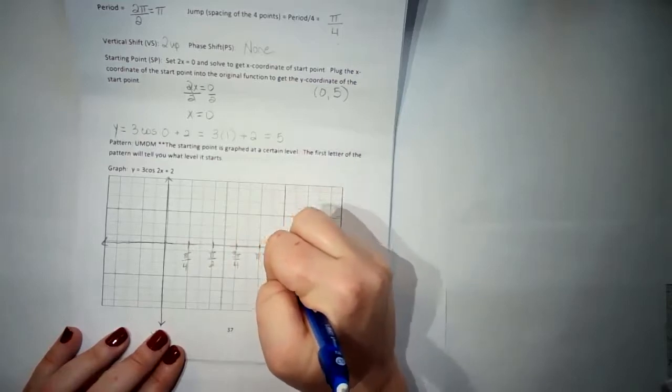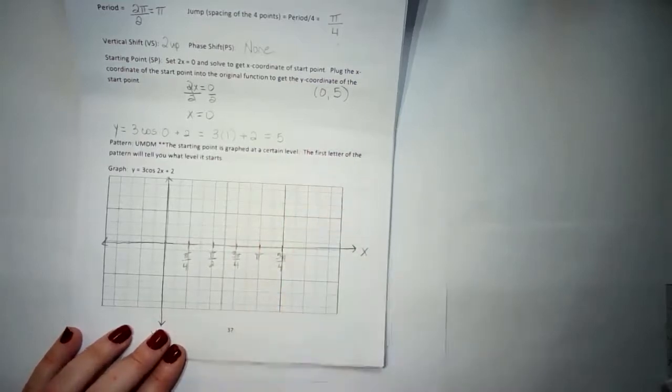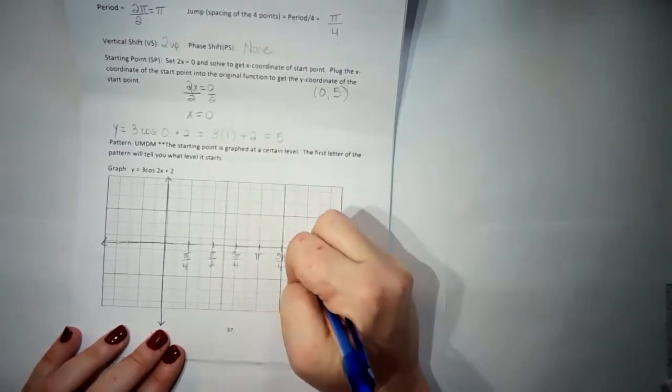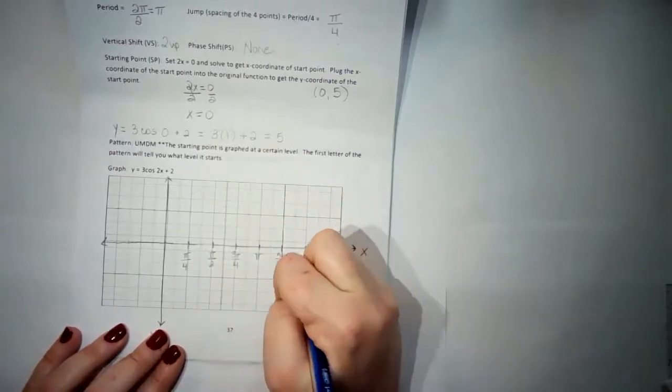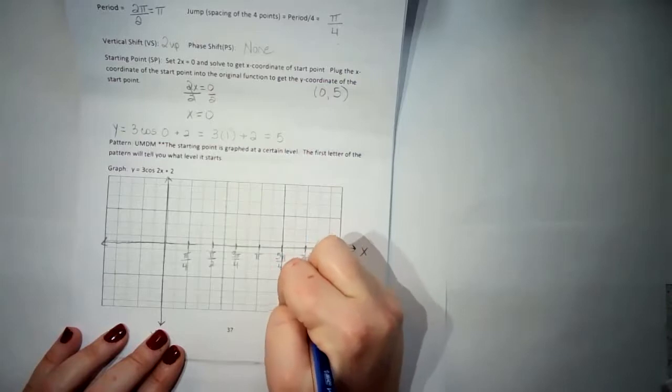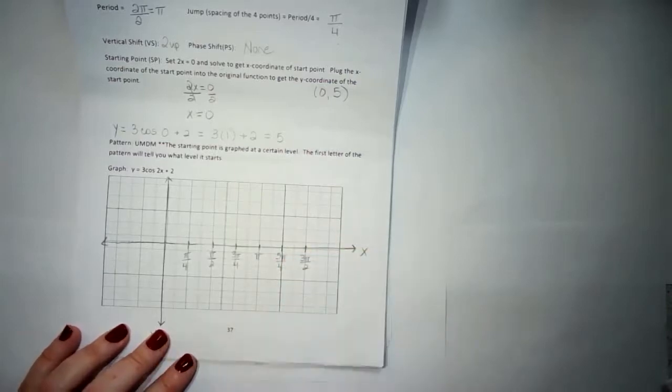I'm going to keep going just a little bit longer. That's 5 pi over 4. And then I could go one more if I wanted. 6 pi over 4 is actually 3 pi over 2. I'm just going to go out a little bit. So that's where the tick marks come from. They're just your jumps, right?